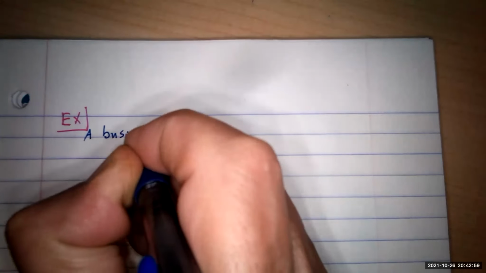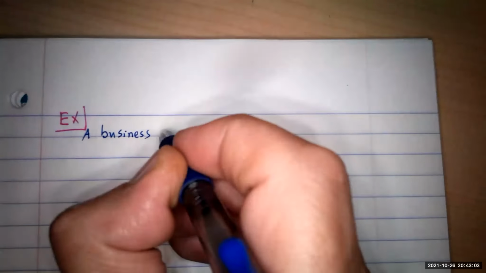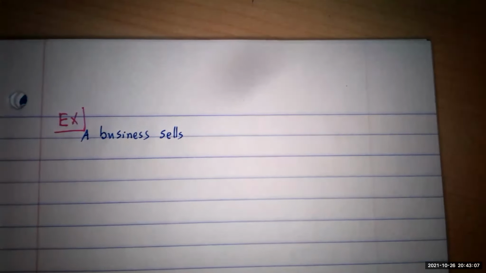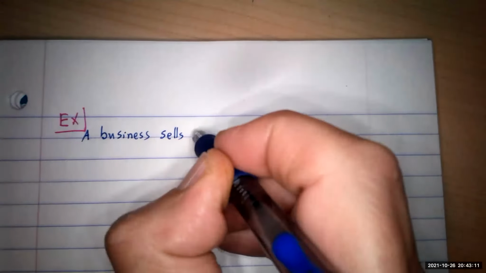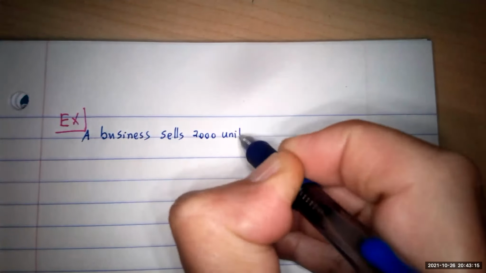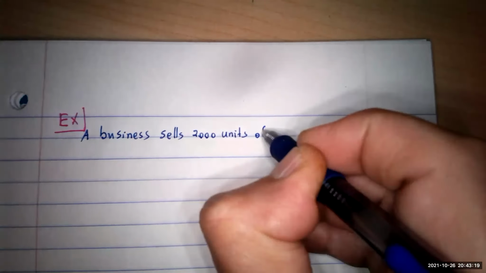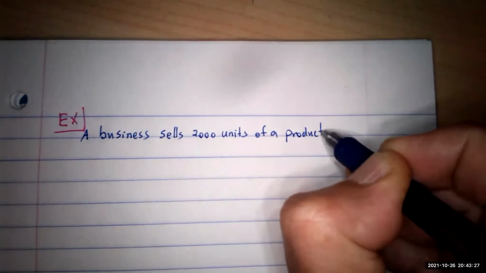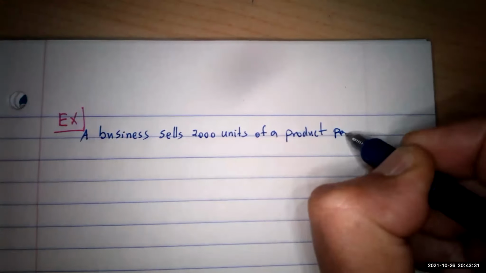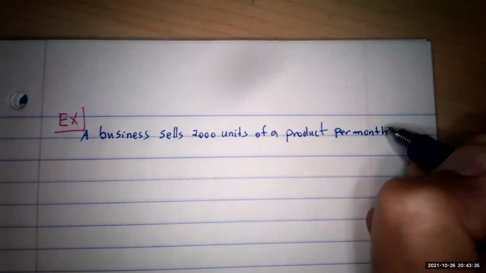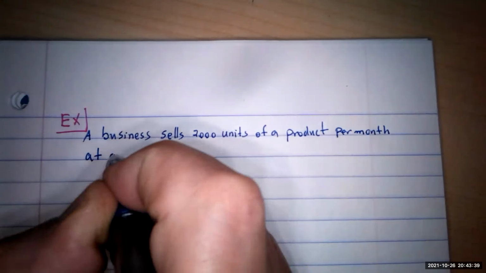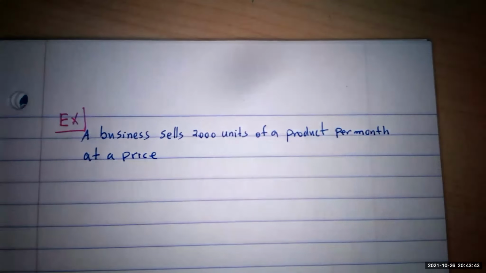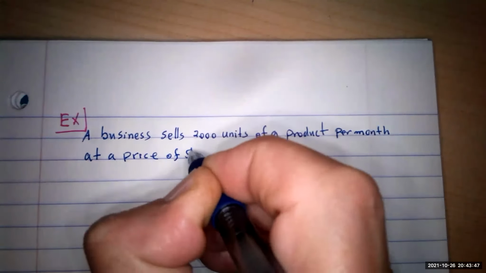Okay, so let's say a business, or whatever, sells 2,000 units of a product per month, at a price of $10 each. Okay, $10 each.